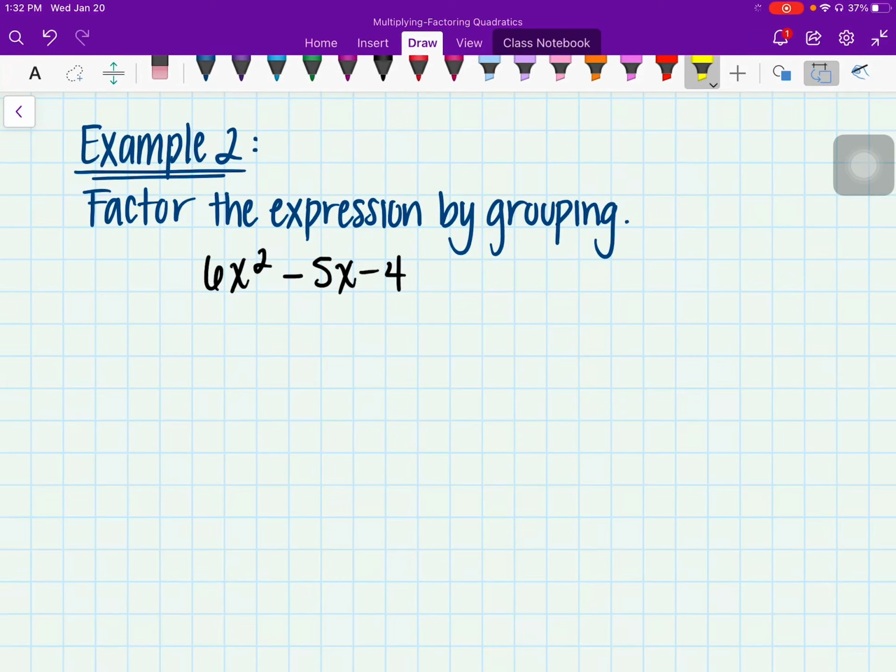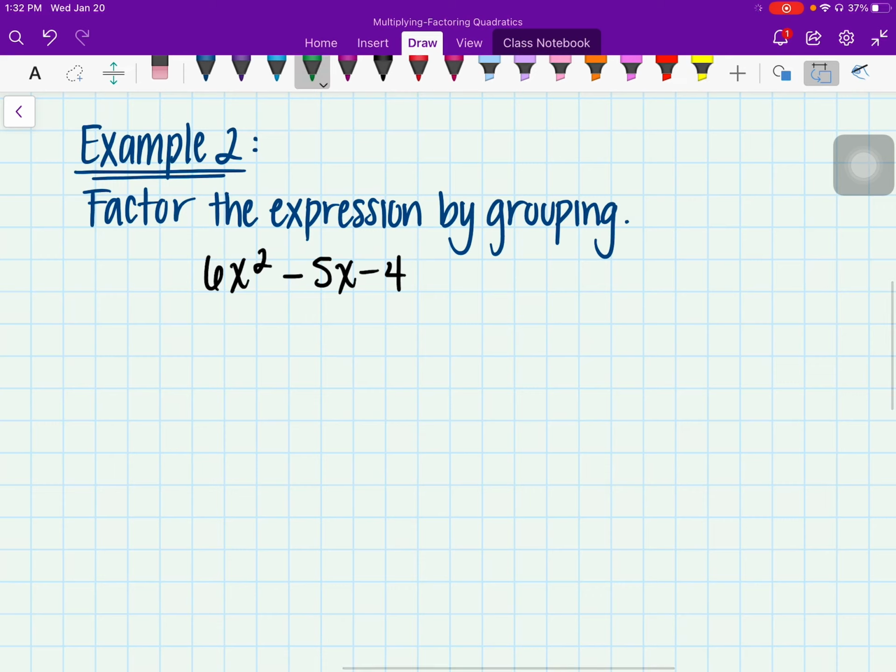All right, you guys, let's go ahead and get started on example 2 here. We have the expression 6x squared minus 5x minus 4, and we want to factor this using the diamond method plus grouping. So we're doing both methods in the same problem. Let's get started.